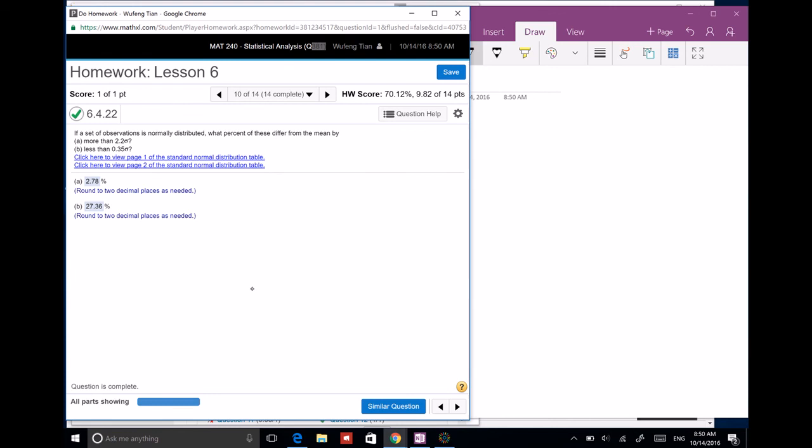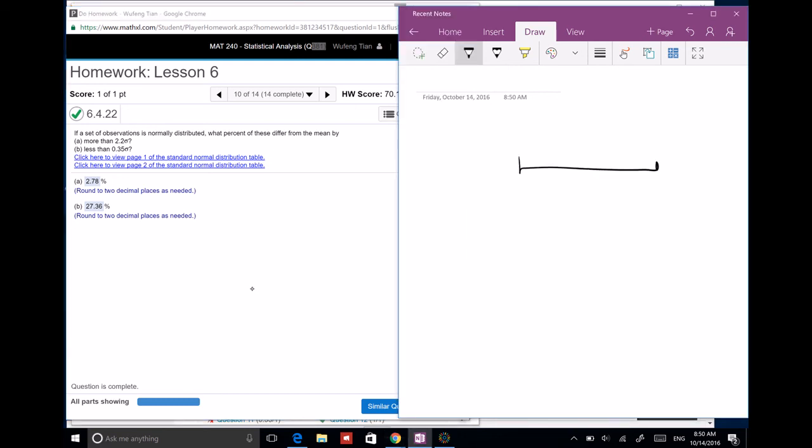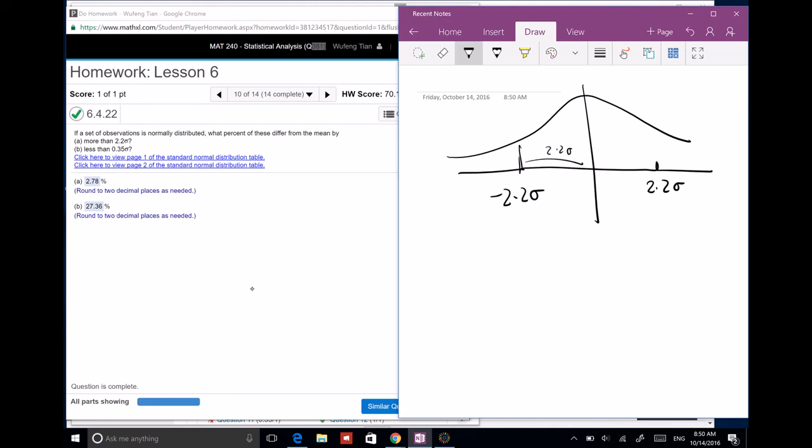It says a set of observations is normally distributed. What's the percentage that differs from the mean by more than 2.2 sigma? This is 2.2 sigma, and you also have negative 2.2 sigma. Suppose this is 2.2 sigma, and this is negative 2.2 sigma. More than that, so it's this one and this one.